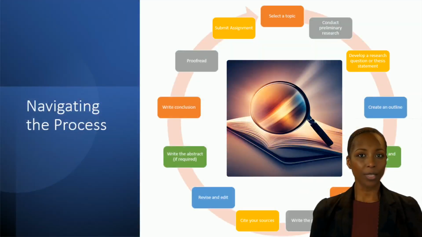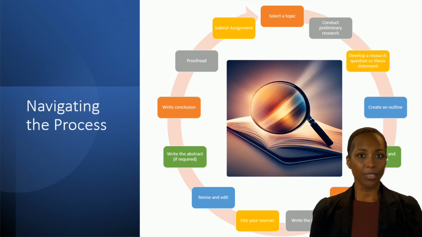Creating a research paper involves several key steps. Here is a general guide to help you navigate the process. Select a topic. Choose a subject that interests you and aligns with your research goals. Ensure that it is specific enough to be manageable within the scope of a research paper. Conduct preliminary research. Familiarize yourself with the existing literature on your chosen topic. Review scholarly articles, books, and other relevant sources to gain a solid understanding of the current knowledge and research gaps.